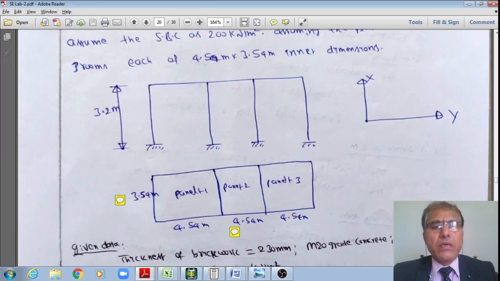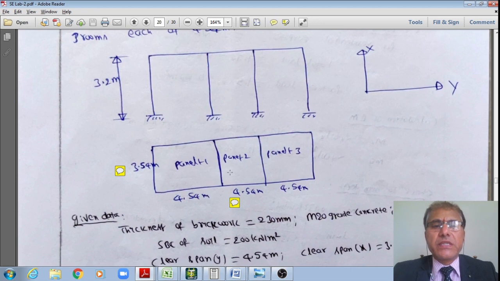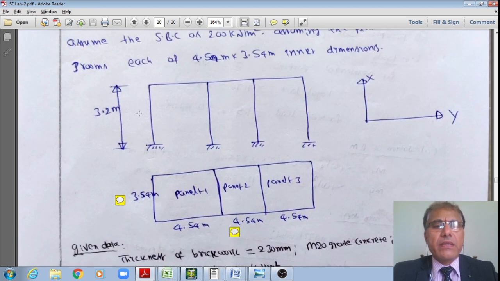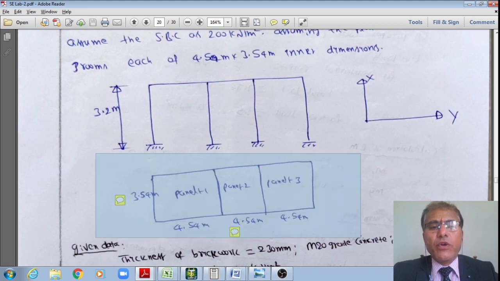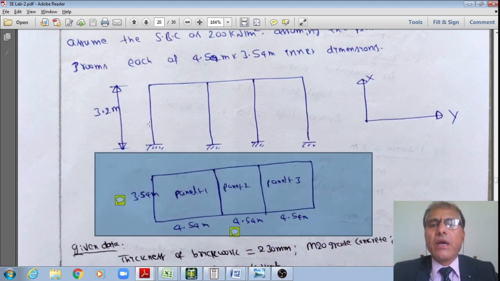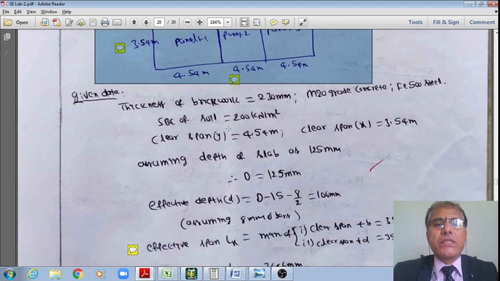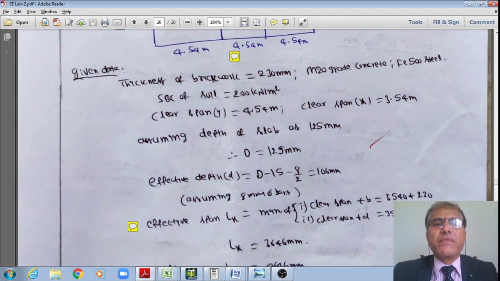That is how the data is given, student. Once we see the given data, let us move quickly to the plan. These are the plans, 3.54 by 4.54 meter each, internal dimensions of rooms, and the height we have just seen, and we'll be following this x-y. And we have just seen the thickness of the brickwork is given data, student.